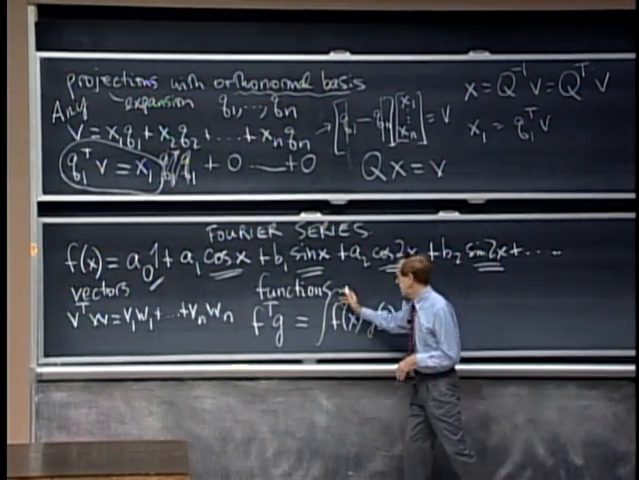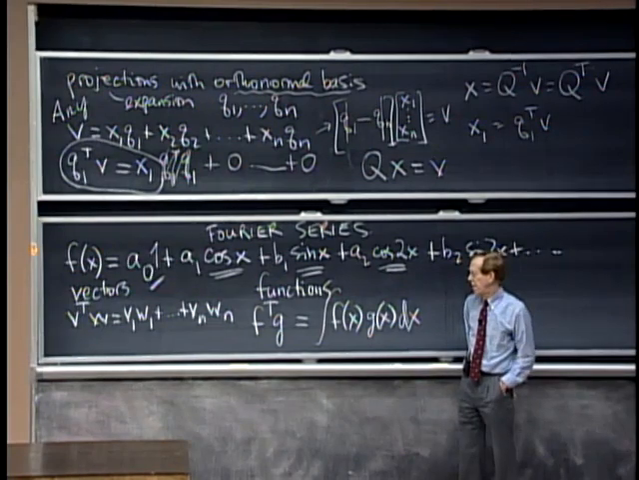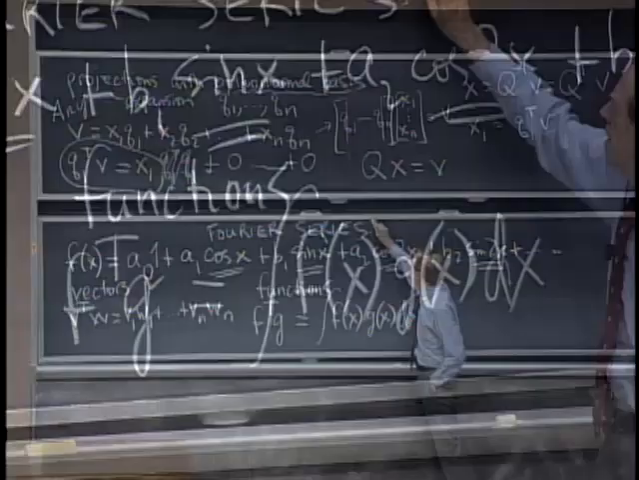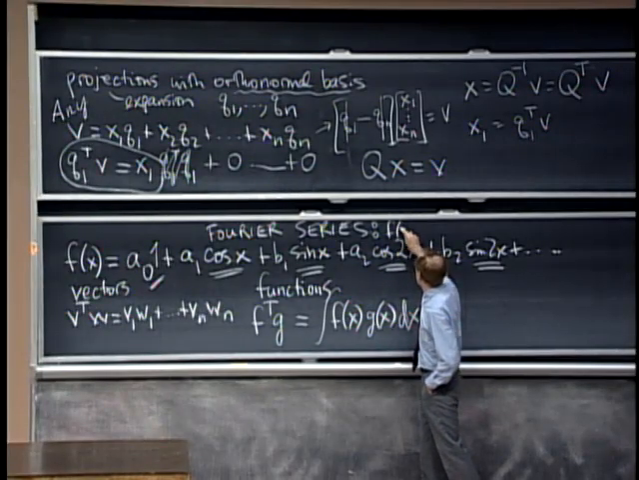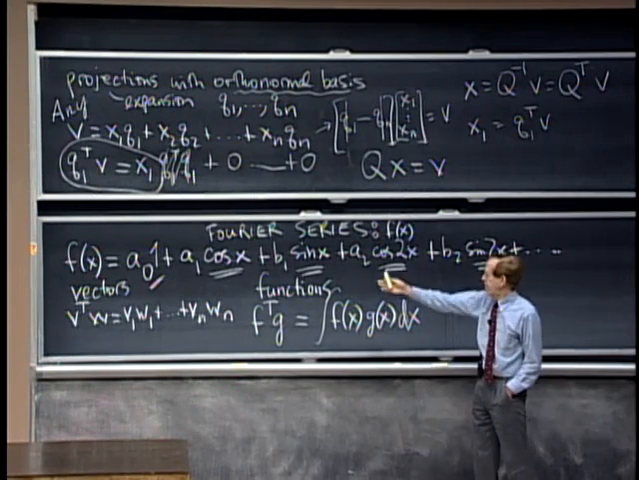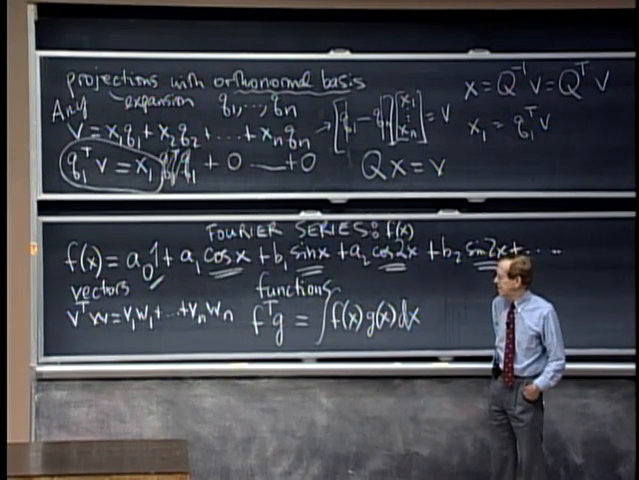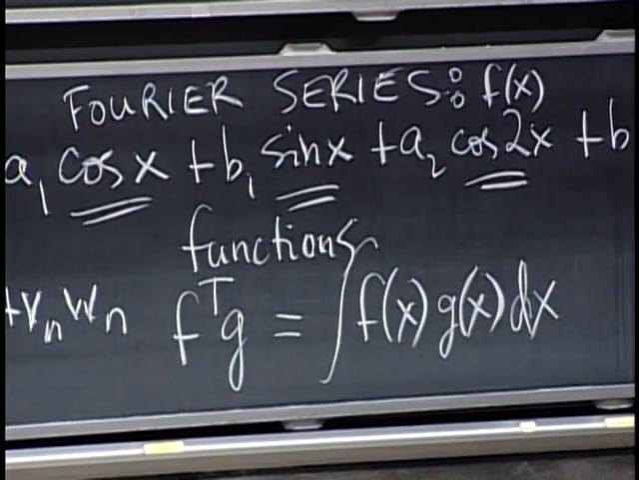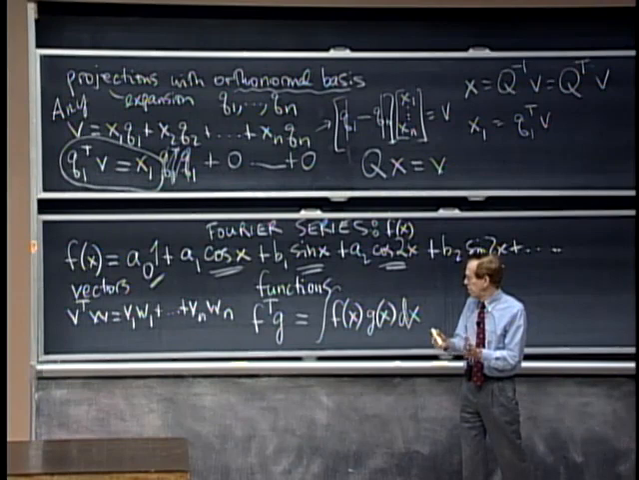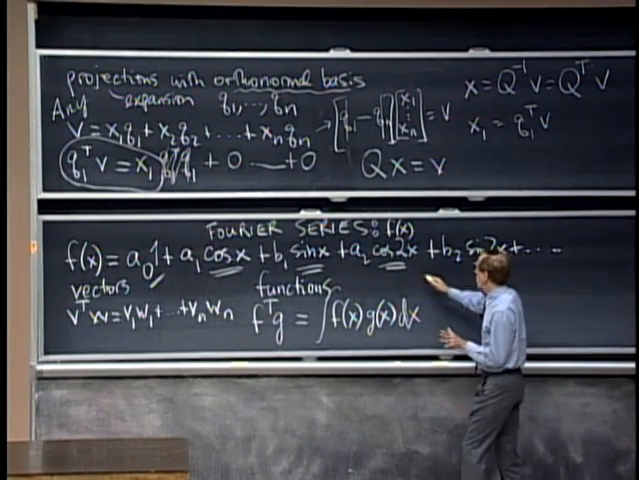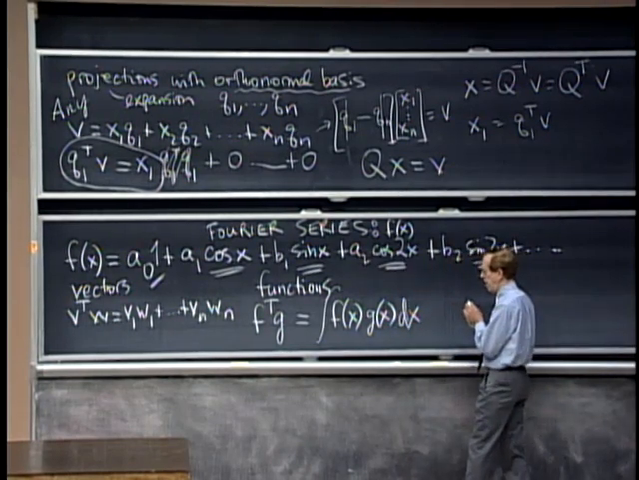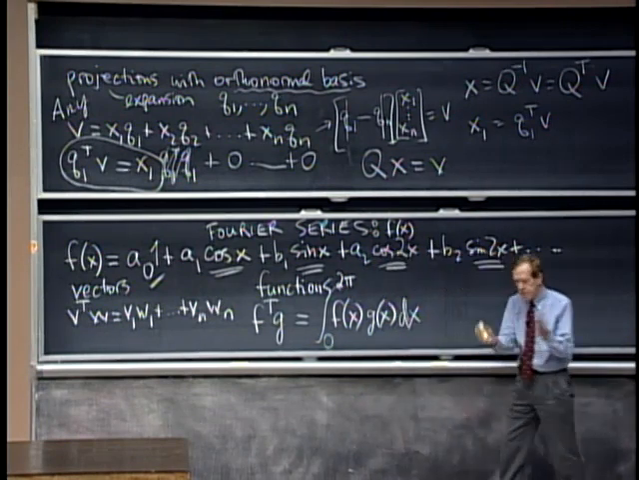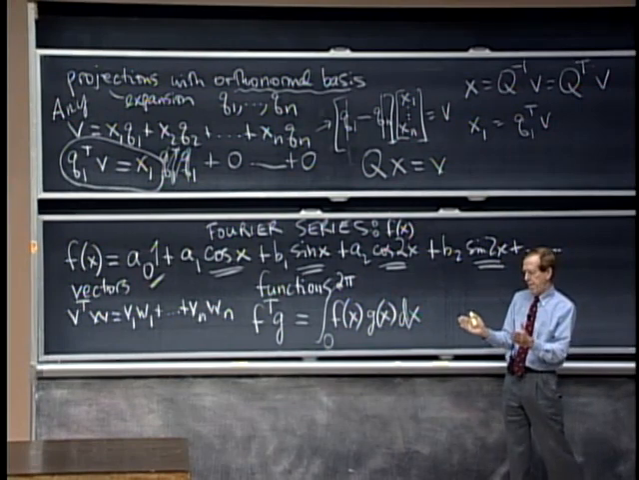Now I have to say, what are the limits of integration? For this Fourier series, if that right-hand side is going to be f of x, all those sines and cosines are periodic with period 2 pi. So that's what f of x had better be. So I'll integrate from 0 to 2 pi. Everything is on the interval 0 to 2 pi now.